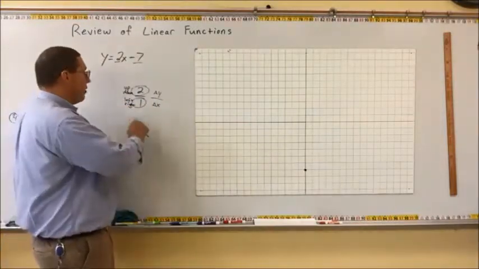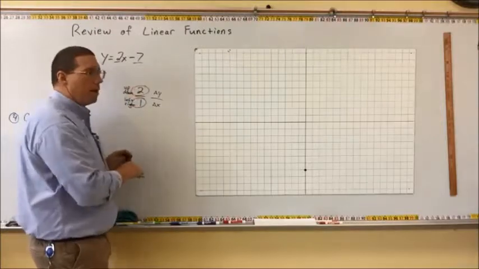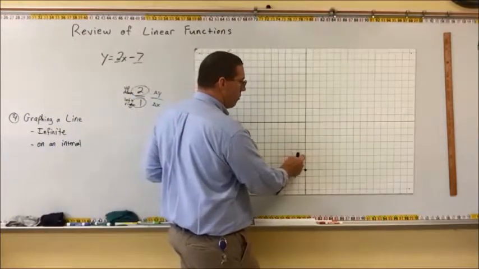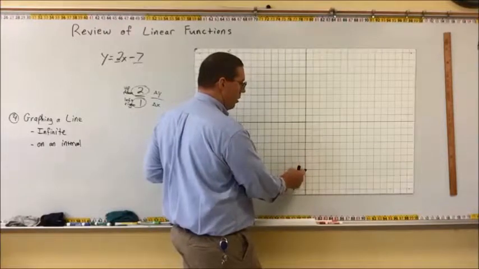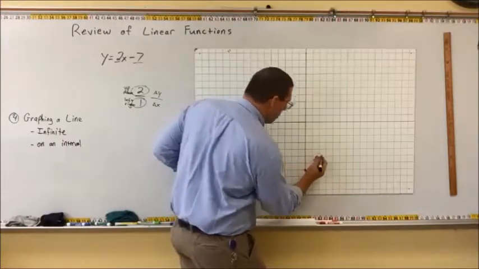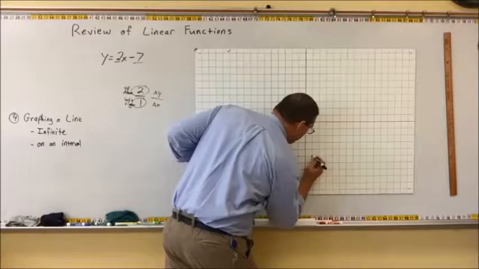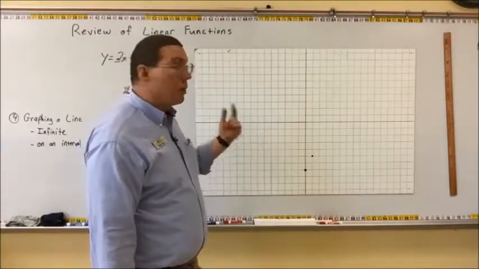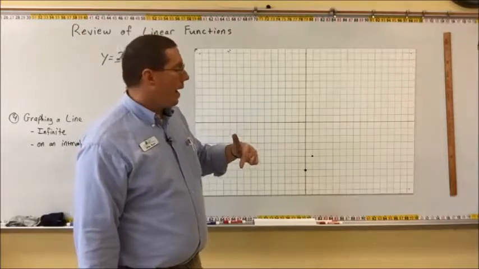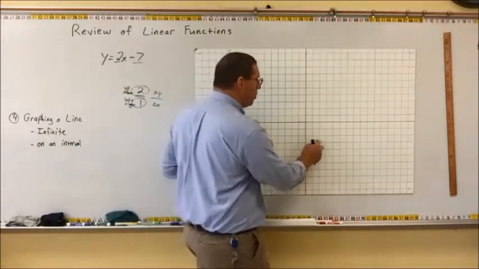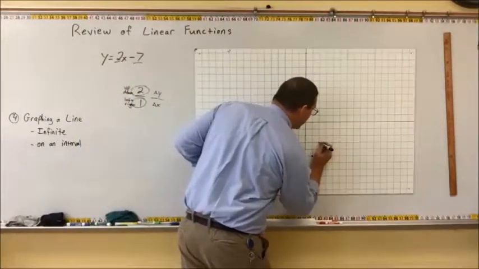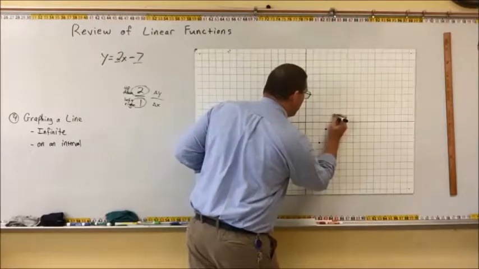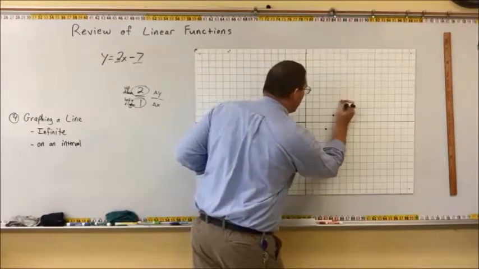What we have here is positive 2 over positive 1. So we're going to go up 2 and to the right 1. So up 2, to the right 1. That's a slope of 2. Put another dot. And what we can now do is draw the line, or we can go up 2 and over 1 again. We can actually keep doing it a bunch of times. Up 2 over 1, up 2 over 1, up 2 over 1.